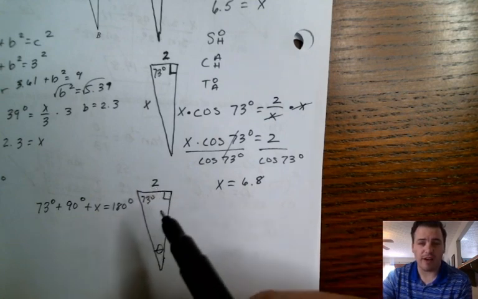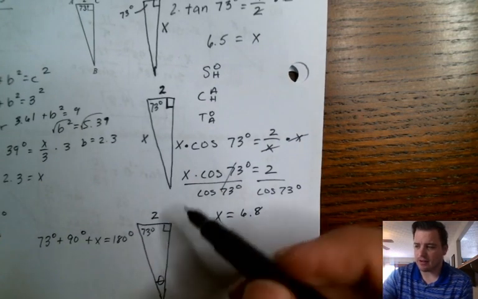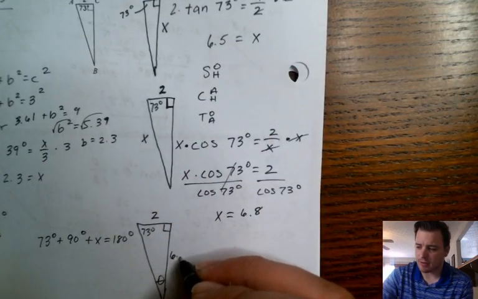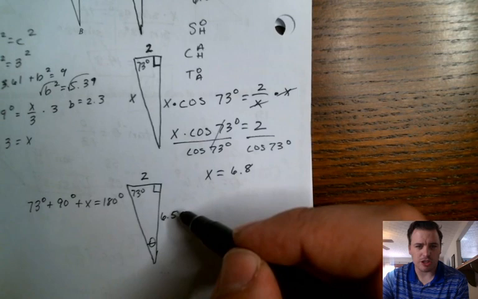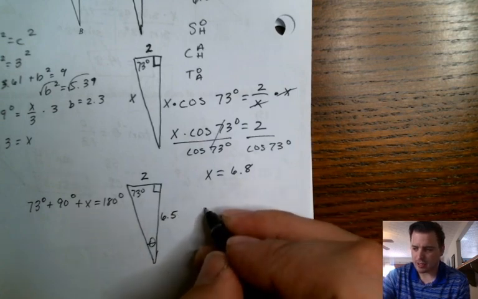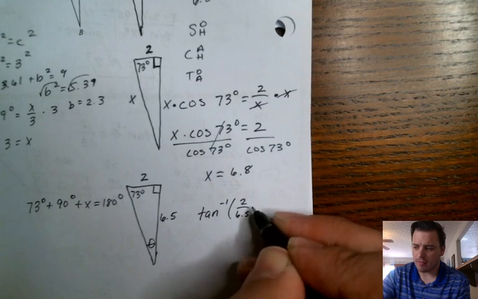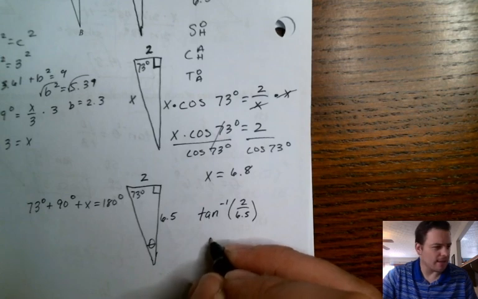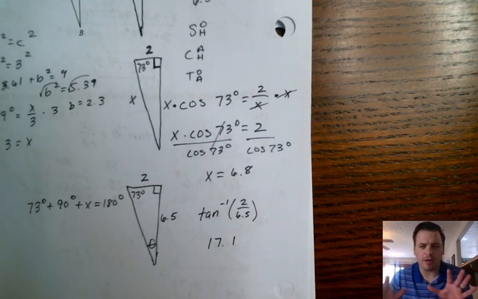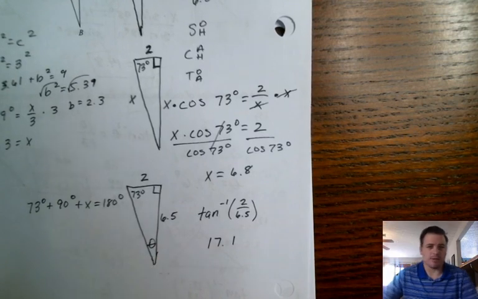So, in order to find an angle, you've got to have at least two sides. Well, we found this side right here, up here, to be 6.5. So I would just put 6.5 in there. And then notice this is opposite over adjacent, which is tangent. So I would say the inverse tangent of 2 over 6.5. And I got 17.1. Now, I've rounded, so our numbers may be a little bit off, but it should be right around there. Does that make sense to you?